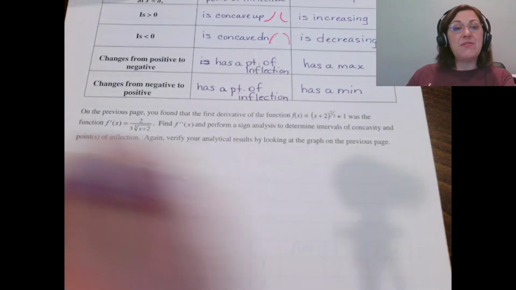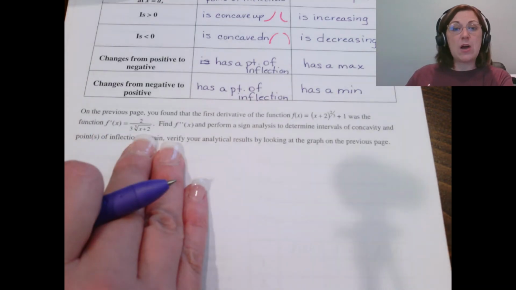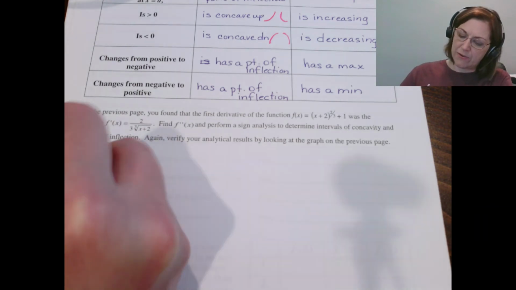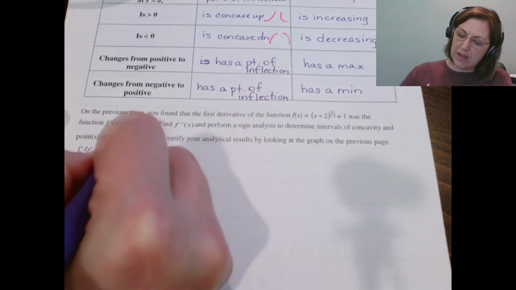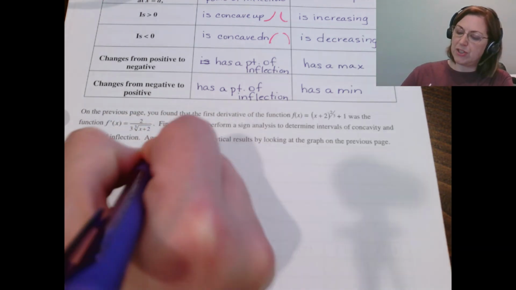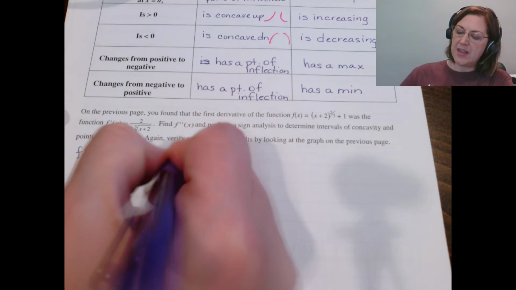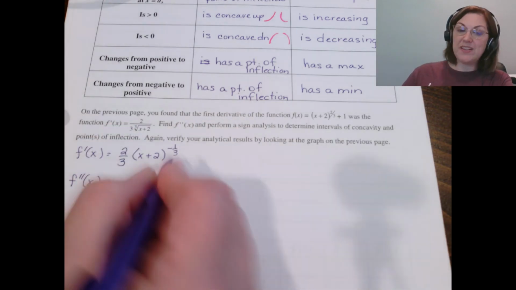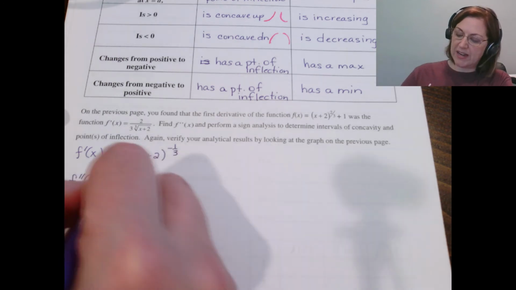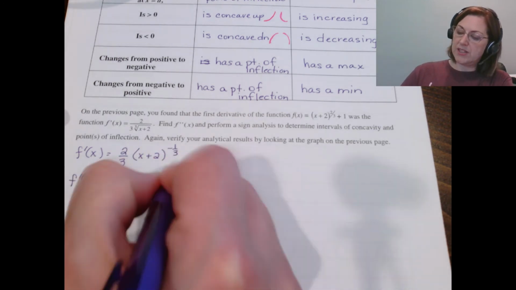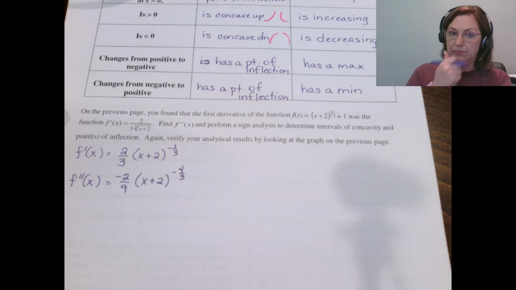So previously we found the first derivative. Now we're asked to find the second derivative of it. So I'm going to rewrite that first derivative back as 2/3 (x plus 2) to the negative 1/3. And I'm going to take the second derivative. So I'm going to bring that negative 1/3 in front. That'll give me negative 2/9 (x plus 2) to the negative 4/3.